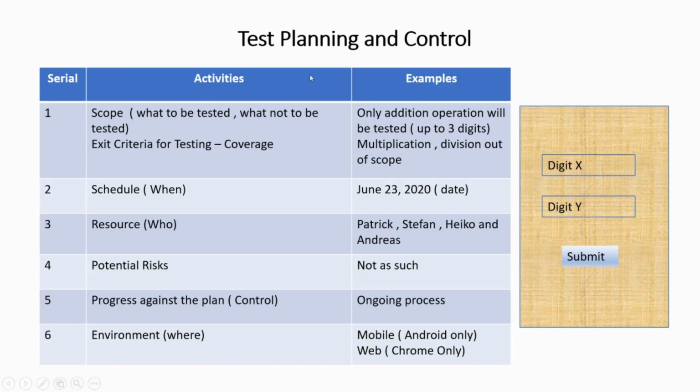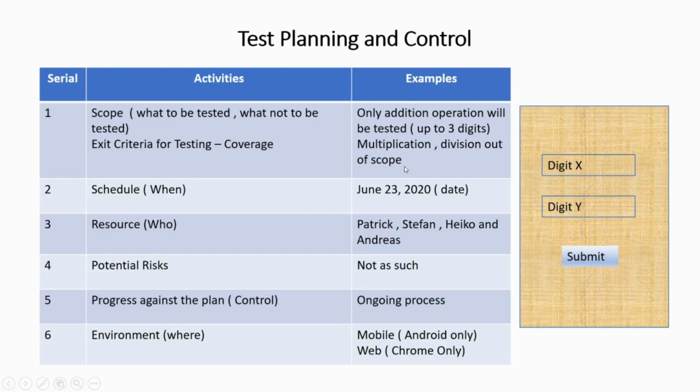Let's see how we can plan the test process for this calculator. In test planning, there are various things. We have to define the scope, the schedule, the resources, potential risks, environment, etc. All this information should be provided. Let's see what's under scope. Scope is what needs to be tested and what does not need to be tested. I'm assuming from the requirements that we only need to test the addition operation between the two digits. So in the scope we write: addition of the two digits is in scope, and multiplication and division are out of scope.